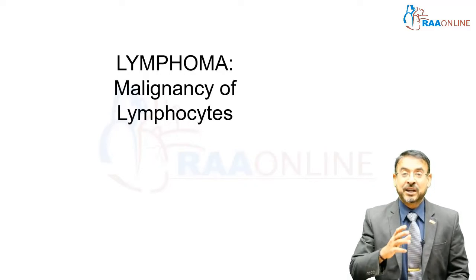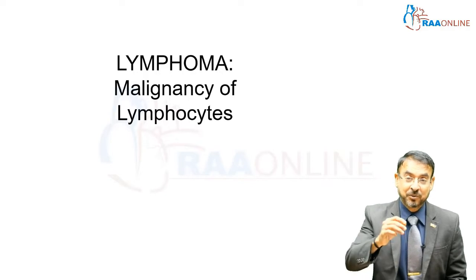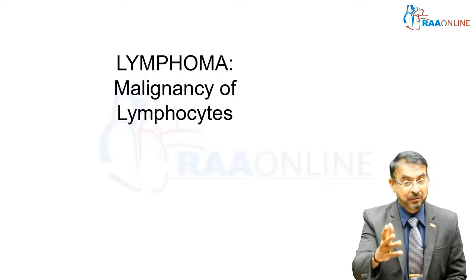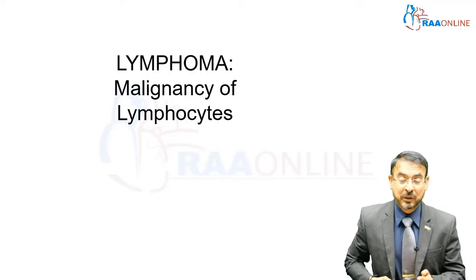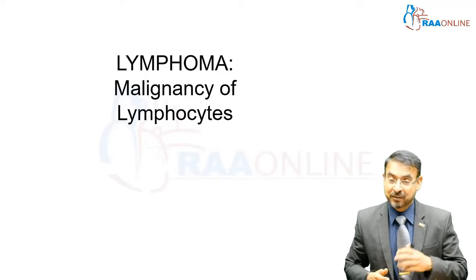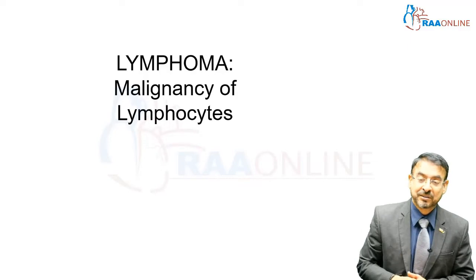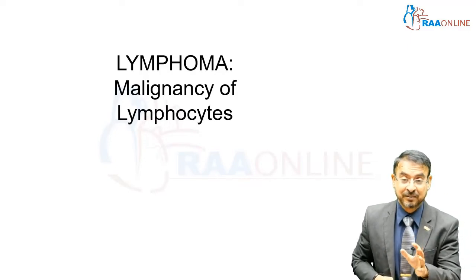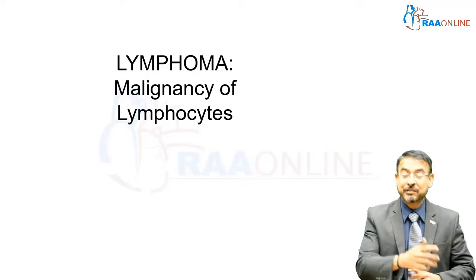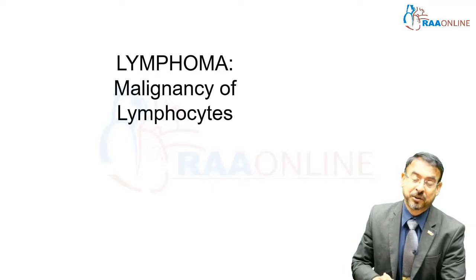Okay, so we start with the first slide, lymphoma's definition, which I have already stated in this slide here, which is malignancy of lymphocytes. As you all know, lymphocytes are part of the white blood cells in the body. We have many white blood cells: lymphocytes, neutrophils, eosinophils, basophils, and so on. And lymphocytes are the cells responsible for what kind of inflammation? Yes, chronic inflammation.